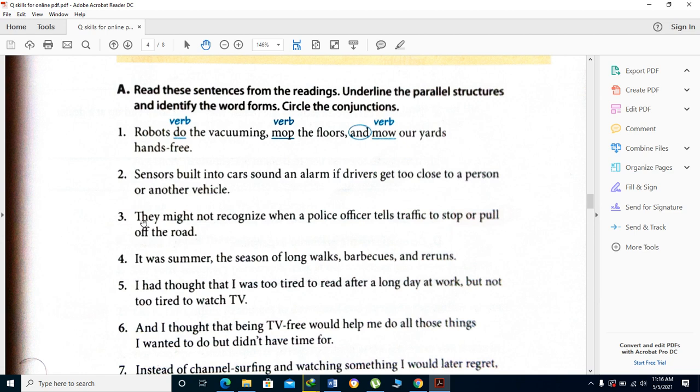Let's do the third one as well. They might not recognize when a police officer tells traffic to stop or pull off the road. So now you have 2 verbs here, stop and pull, and they have been connected because you have 2 options. They have used the conjunction or, to stop or to pull off the road. Do the others. See where there are parallel structures, and send your answers to the WhatsApp group.